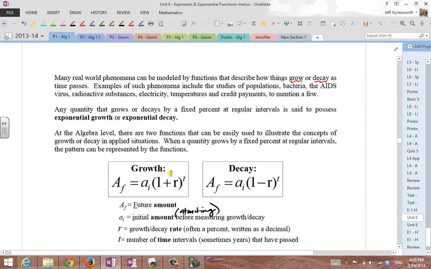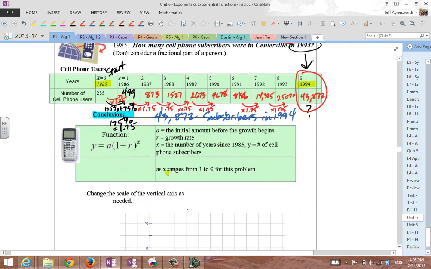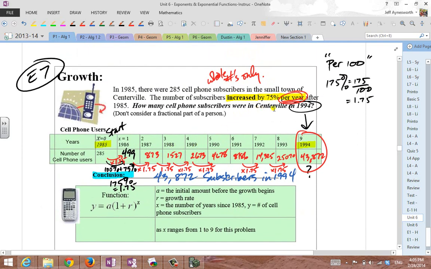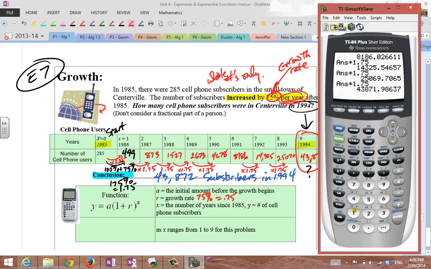Okay, so in this situation, the amount of increase is 75%, which is 0.75 as a decimal. So I know the growth rate in this case is 75%. That's the growth rate. So it's 75%, and as a decimal, it's 0.75. Once again, do it on your calculator. 75 divided by 100 is 0.75.